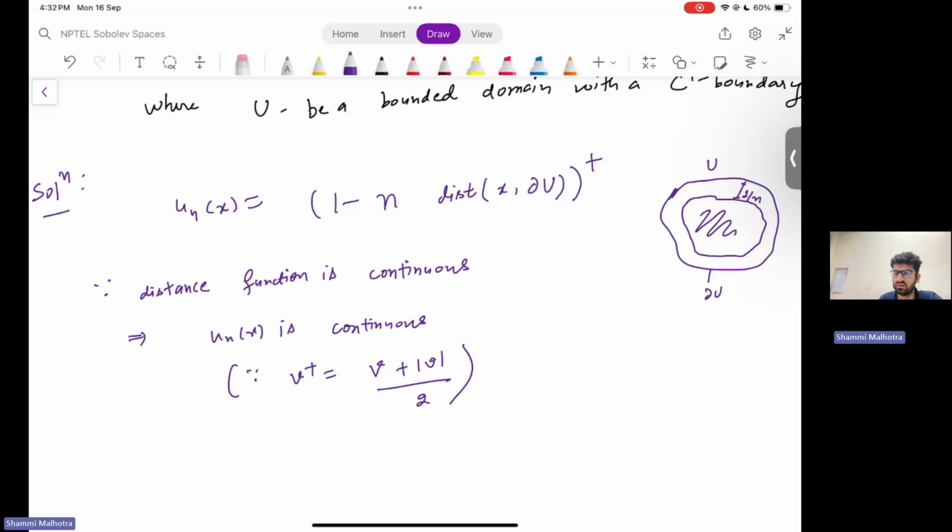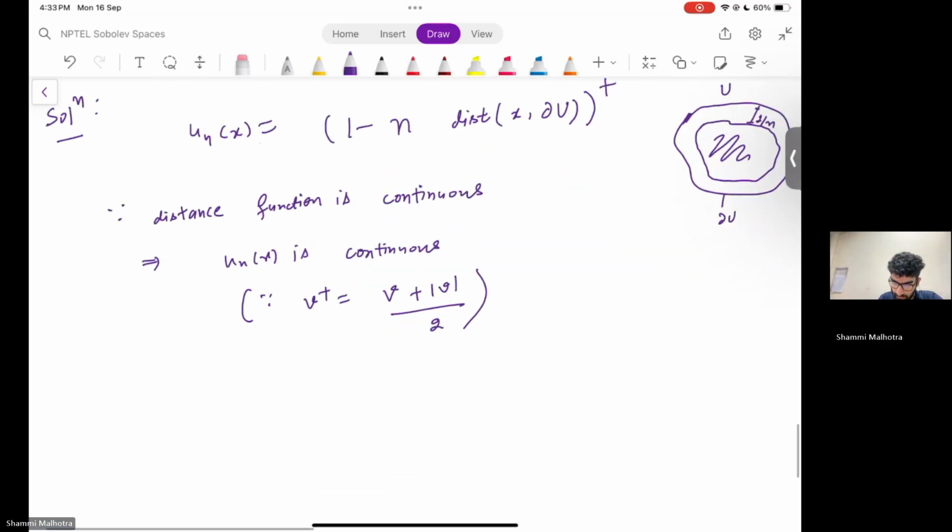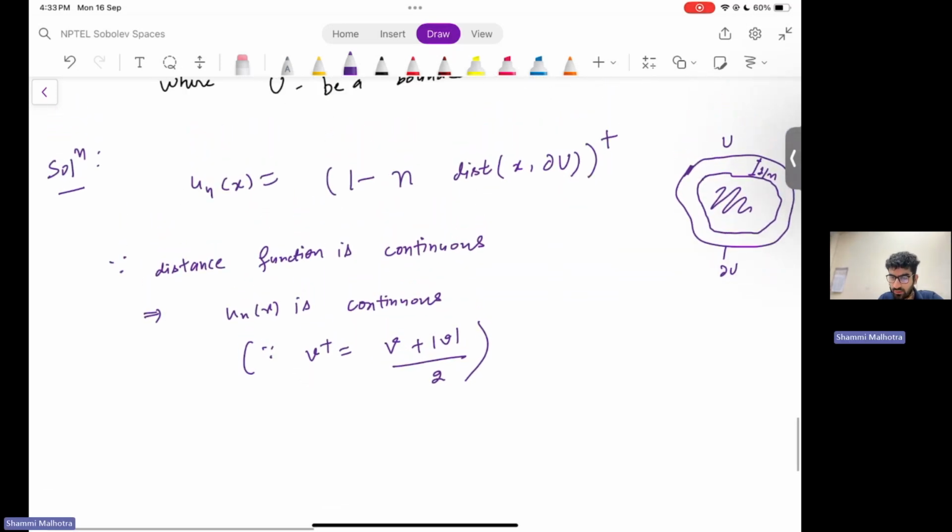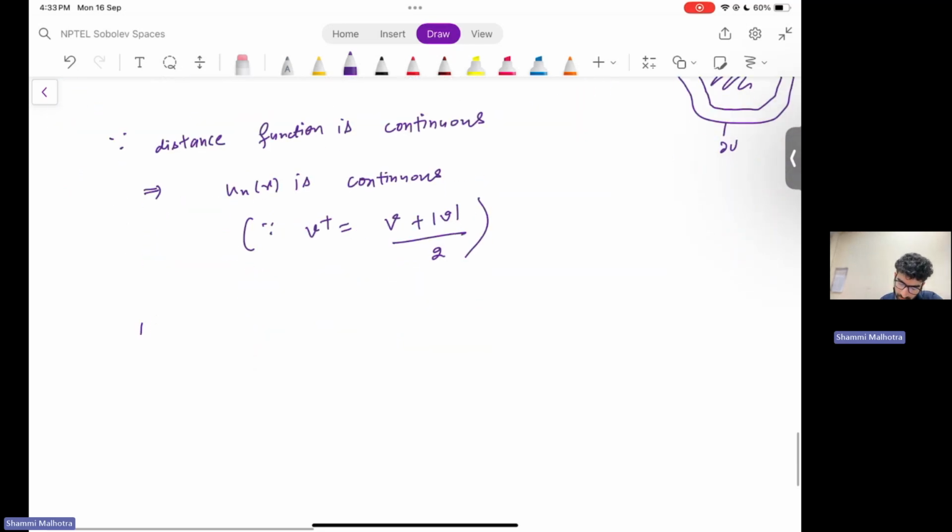So if distance is continuous, then 1 minus n times distance is continuous. If that is continuous, then its modulus is also continuous. And v plus is nothing but v plus mod v whole divided by 2, so that is continuous again. So we have u_n(x) to be continuous, and they are continuous on the whole u bar.